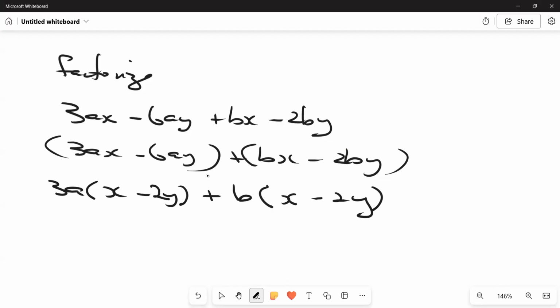Again, you apply the distributive law and you see this here being common. So you put it to the front: x minus 2y times 3a plus b.